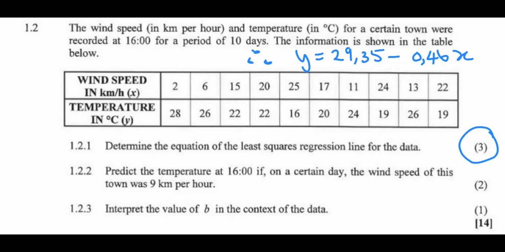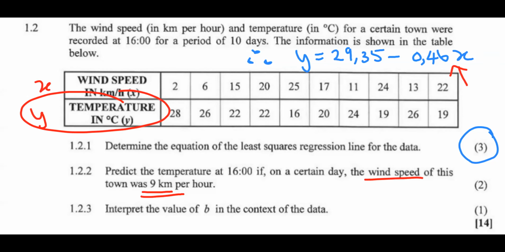1.2.2. Predict the temperature at 4 p.m. if on a certain day the wind speed of this town was 9 kilometers per hour. Okay, so remember X is the wind speed and Y is the temperature. So if you substitute X with 9, what would be the temperature in degrees? What would be the Y value?